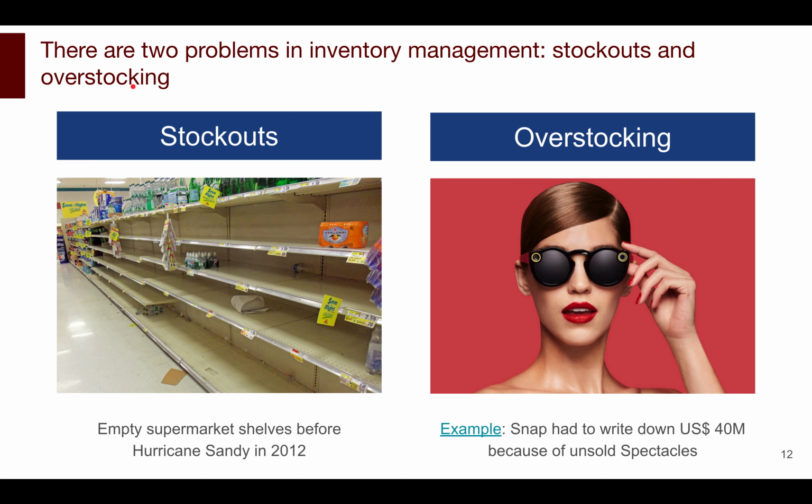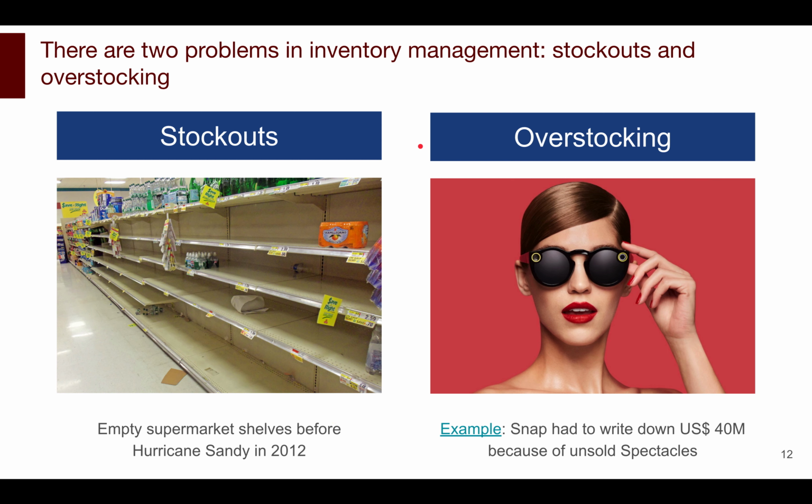In inventory management, there are basically two problems: stockouts or overstocking. This is an example of stockouts, where shelves were basically empty for bottled water, except the super expensive glass bottles. I believe these might be the fizzy ones. So the still water was basically all sold out before Hurricane Sandy, which was a major hurricane that hit the eastern part of the United States in 2012.